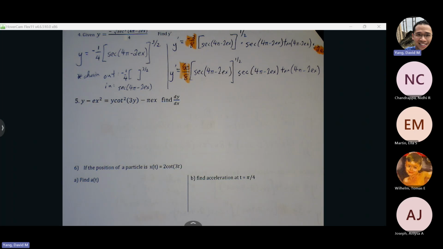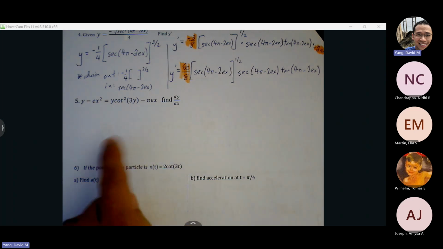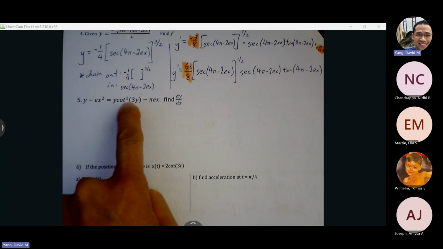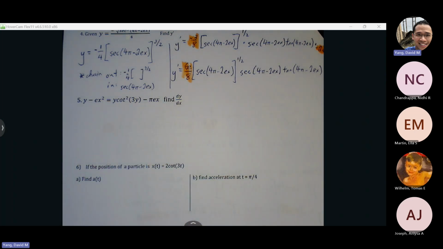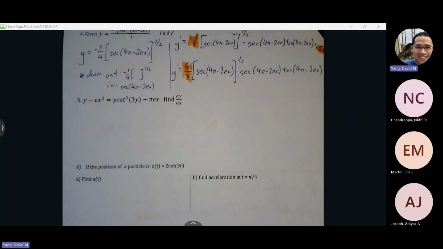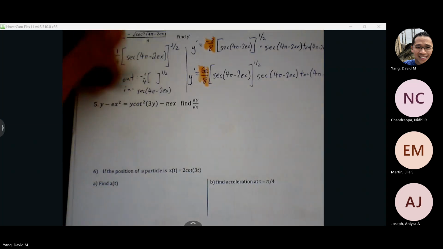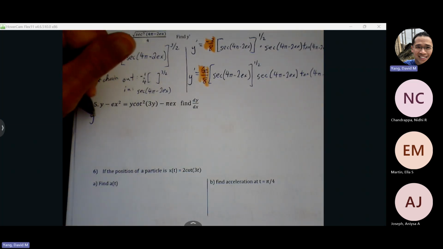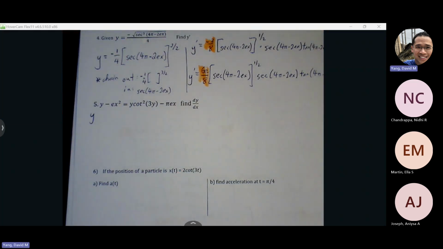Okay, number 5. There's a need for implicit. There's a need for product rule. There's also a need for chain rule. That cotangent squared, we need to rewrite that. So let me rewrite the problem and step through.